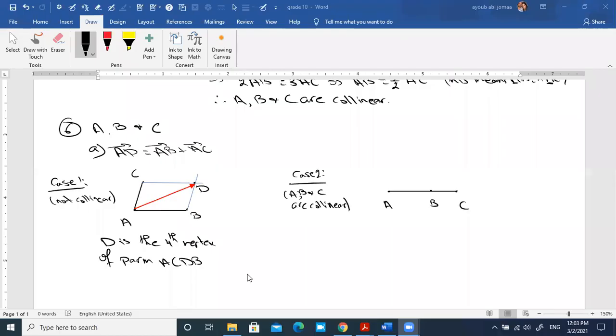Yes, Serene. How to plot point D in case A, B, and C are collinear. First, elongate line AC. Okay, then measure.